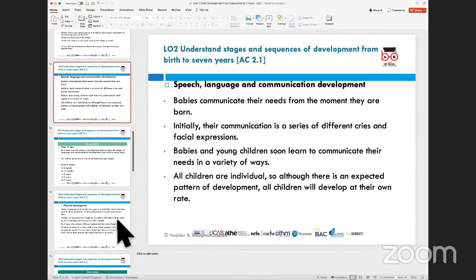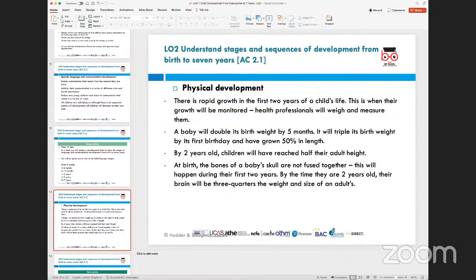Right. The next one that we look at is physical development. When we talk about physical development in terms of early years, what we are looking at is how the structure in the body and the growth is essentially happening within the child. This physical development would be critical for the child's overall growth.